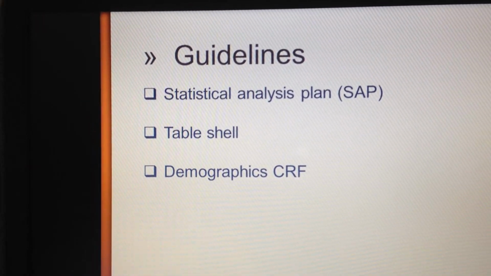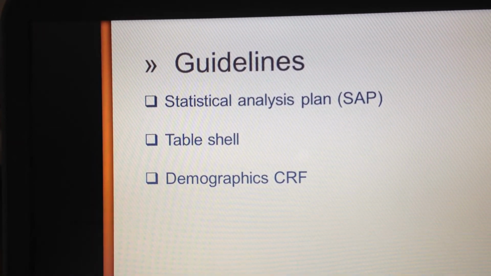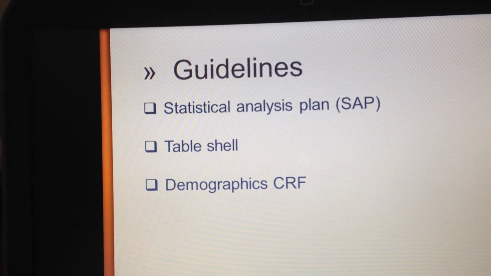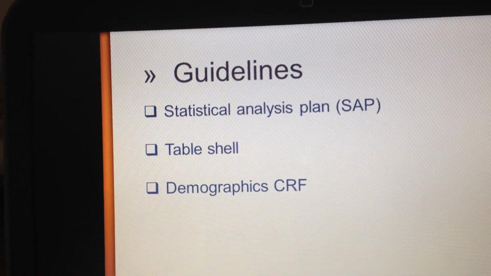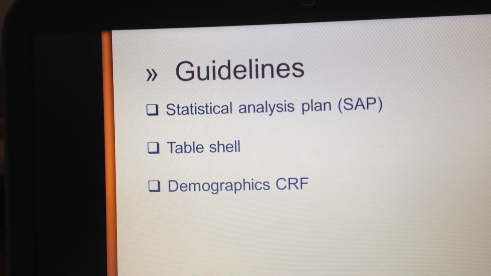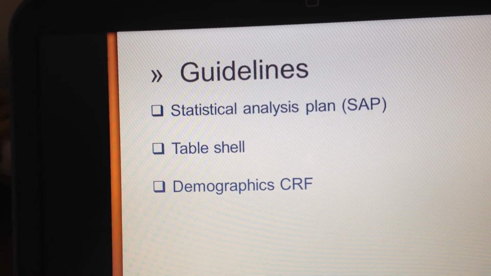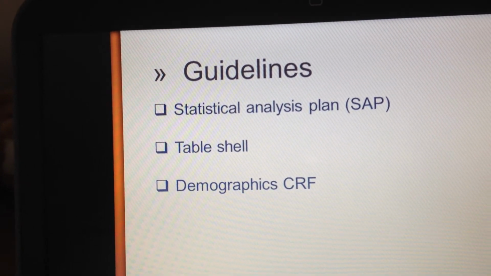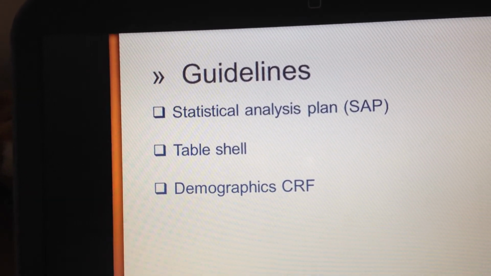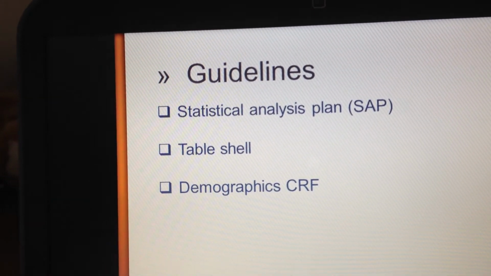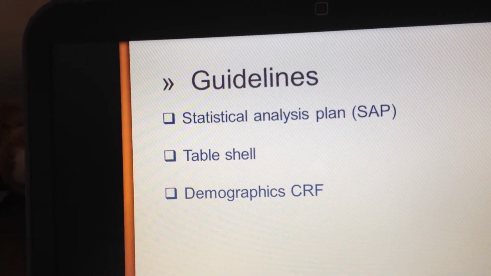There are three most important documents which are used as the guidelines to make a demographic table: the statistical analysis plan, the table shell, and demographic case report forms. You must check them very carefully and follow all the standards described in these documents.